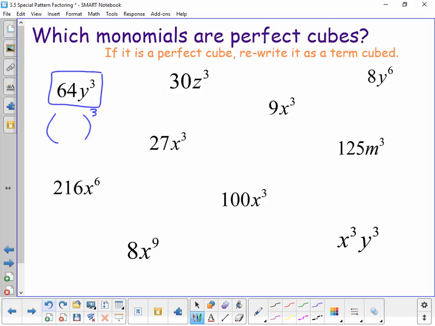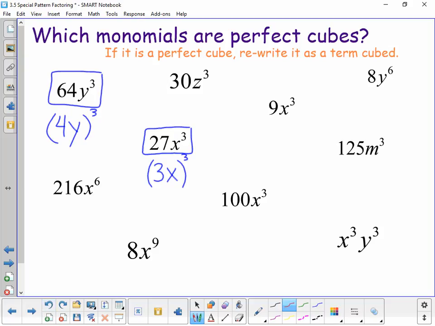Well, to get the coefficient 64, we would raise 4 to the third power, and then we also have a y that's being raised to the third power. So 64y to the third is the perfect cube of 4y. Let's go over here to 27. If I'm thinking about what would I raise to the third power to get that, it is a perfect cube. It's a perfect cube of 3x.